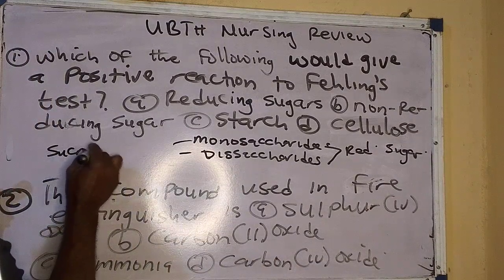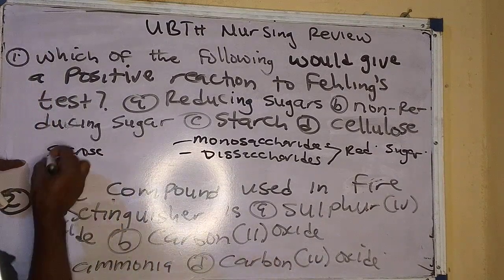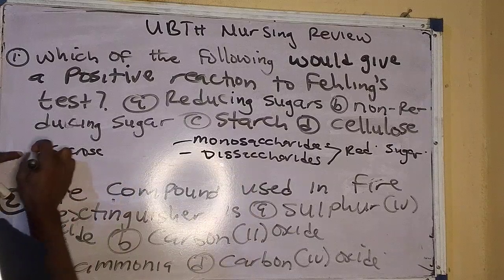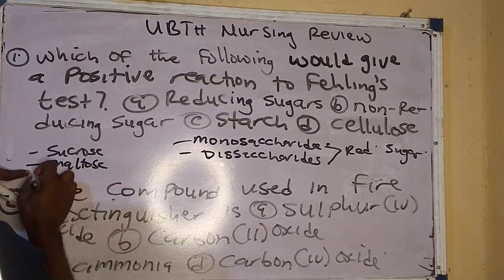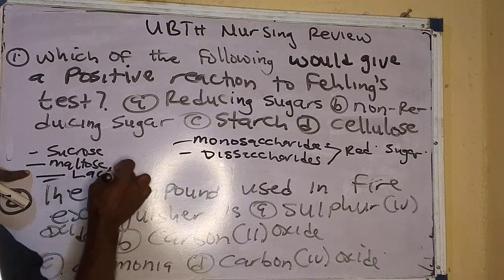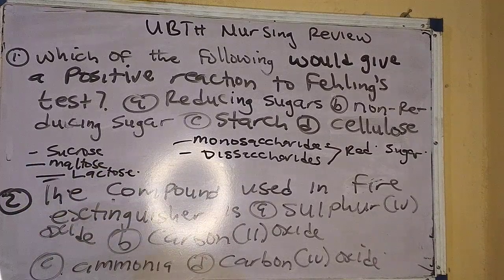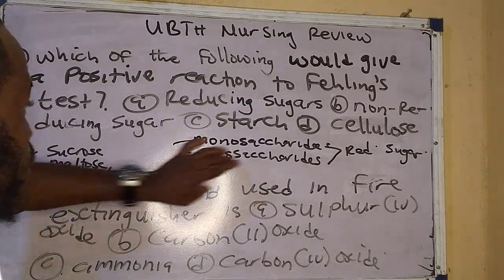Now, what do we mean by that? Please pay attention that sucrose is a disaccharide. Maltose is also a disaccharide. Then we have lactose, another disaccharide. So we have sucrose, maltose, lactose. All of them are disaccharides.